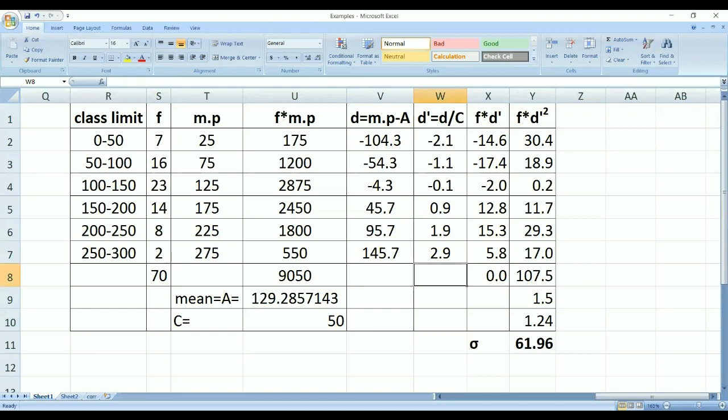Where is the confusion? Ma'am, this 0 is of the sum of this, see. Okay. If you sum all the values, it is 0. So the sum of f d dash, this term is 0, right?